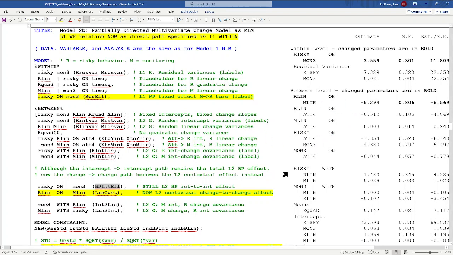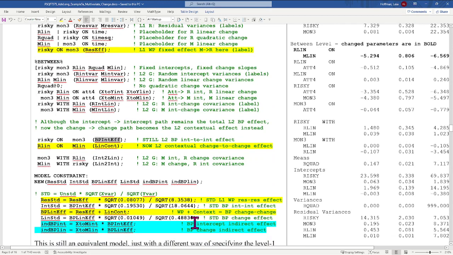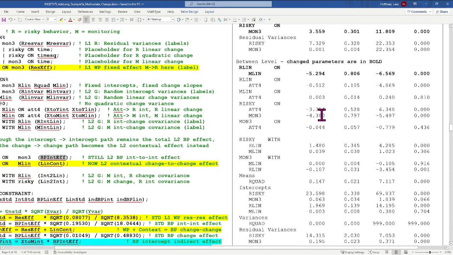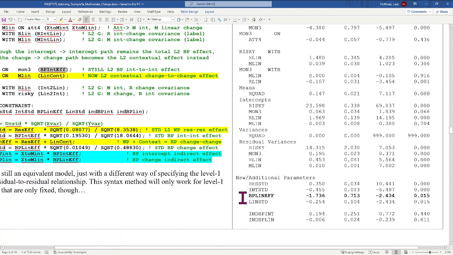So now what we have in the results, after standardizing to figure out what the full between person effect would be and then the standardized version of that, we have this negative 5.2 because the change to change relationship is more negative than the within level relationship by negative 5. So that pushes us from positive into negative territory, and the resulting between person change to change relationship is the minus 1.7 that we saw on the previous page.